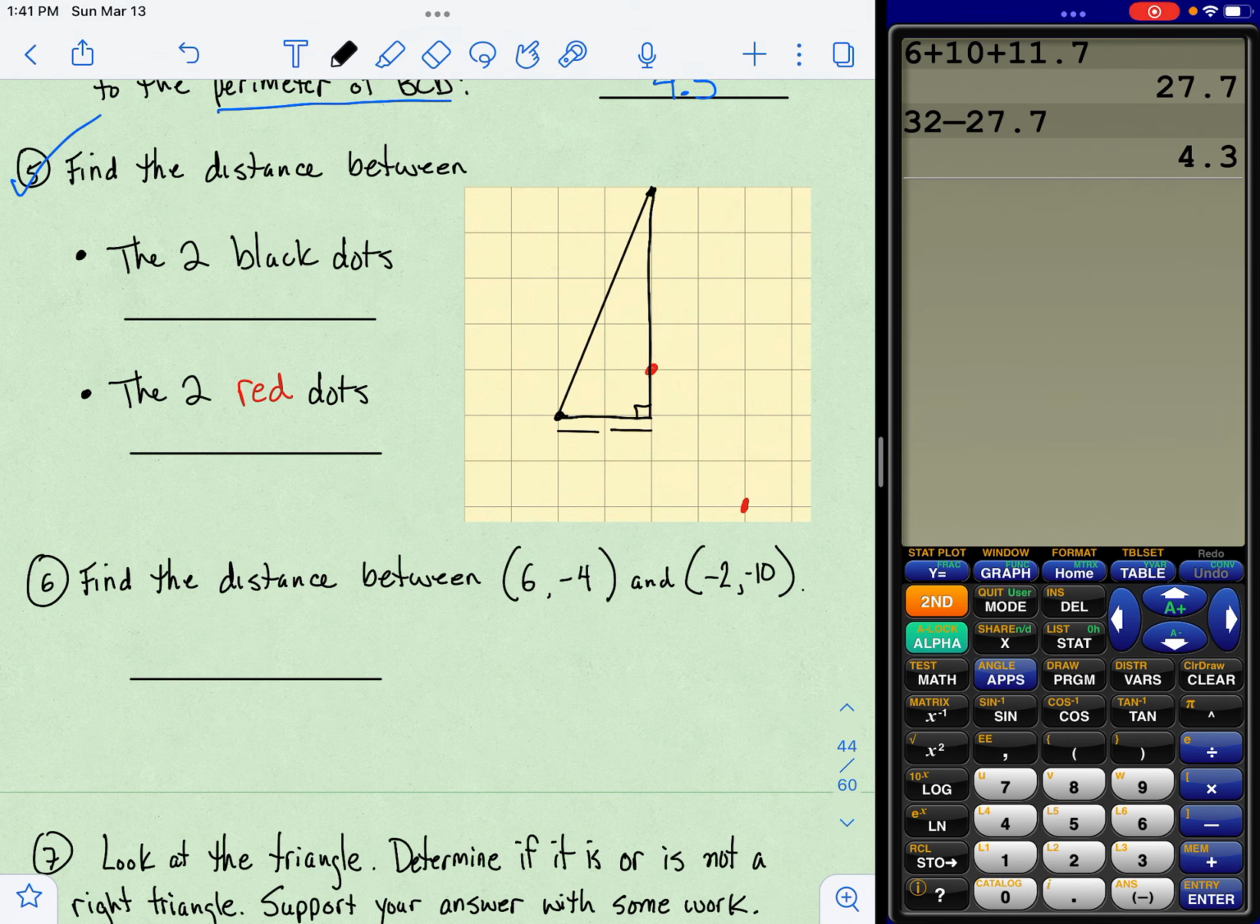I'm going to count the spaces, 1, 2. So this side is 2 long. 1, 2, 3, 4, 5. So this side is 5 long. And then I'm going to use the Pythagorean theorem, right? Let's do this one out.